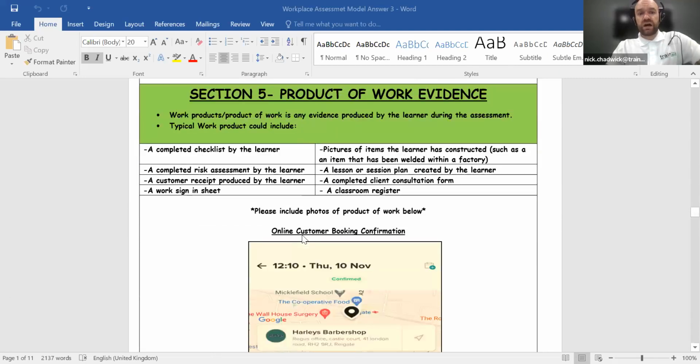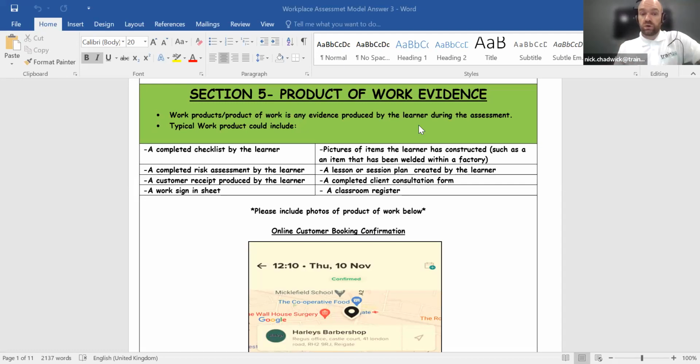Now, section 5 is the product of work evidence. Now, a product of work is any evidence that's produced by the learner during the assessment. So it could be photos, it could be pictures of items which the learner has created. So, for example, it could be a haircut which has been produced by the hairdresser. So that is a product of work.